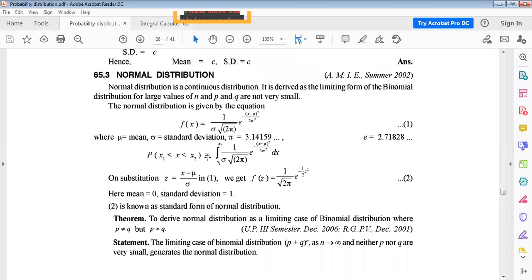Okay, now what is actually the normal distribution? Now we will define the normal distribution. The normal distribution is a continuous distribution. It is derived as the limiting form of the binomial distribution for large values of n, when p and q are not very small.